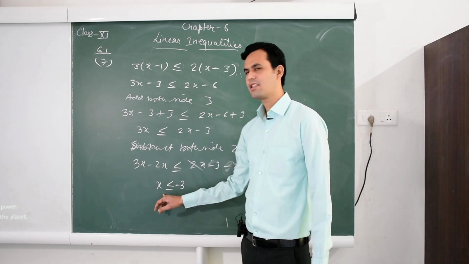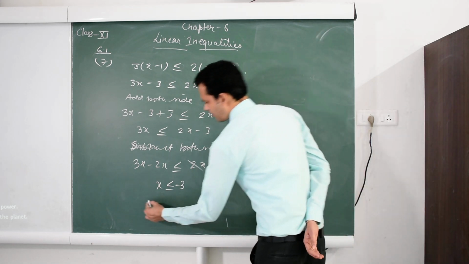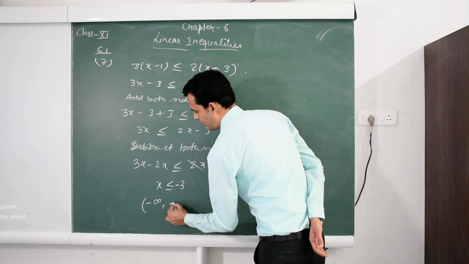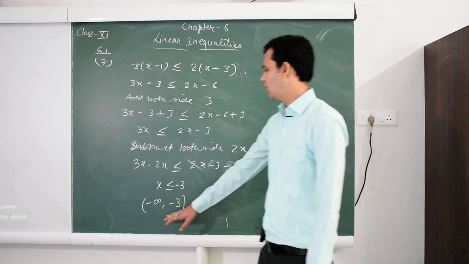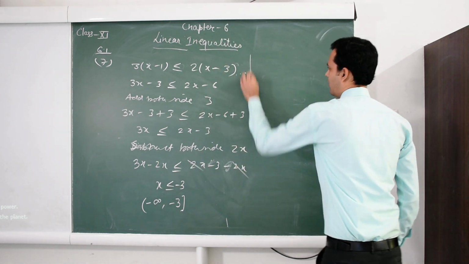So the value of x will be less than or equal to minus 3. So the value of x is in between minus infinity to minus 3. Okay, this is the solution of the inequality. Next question, question number 11.